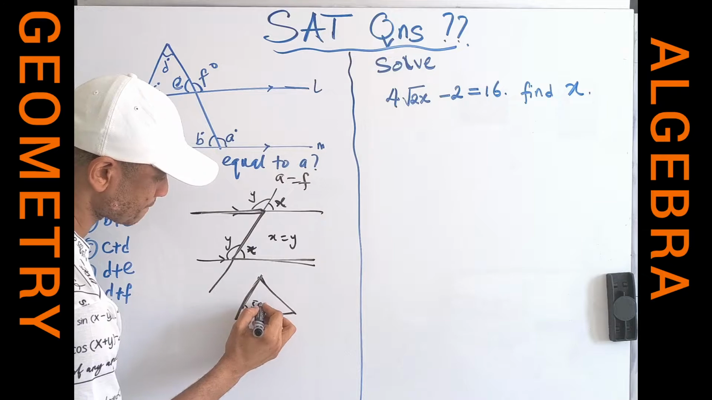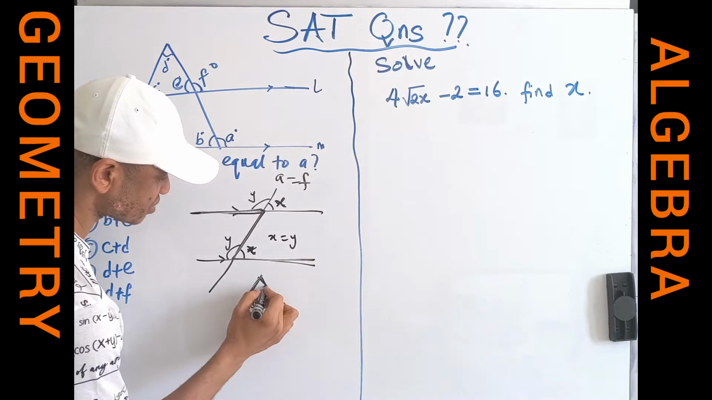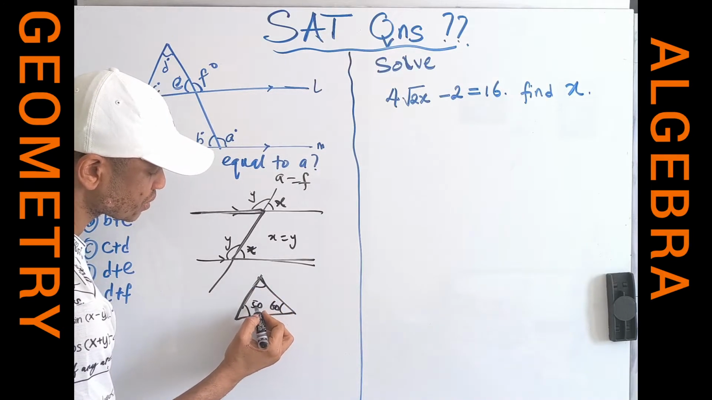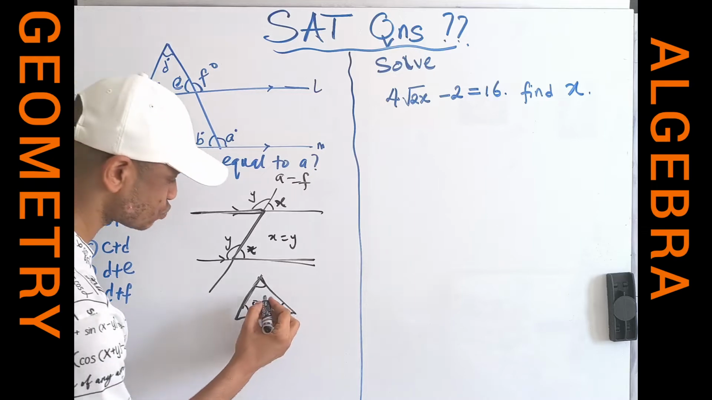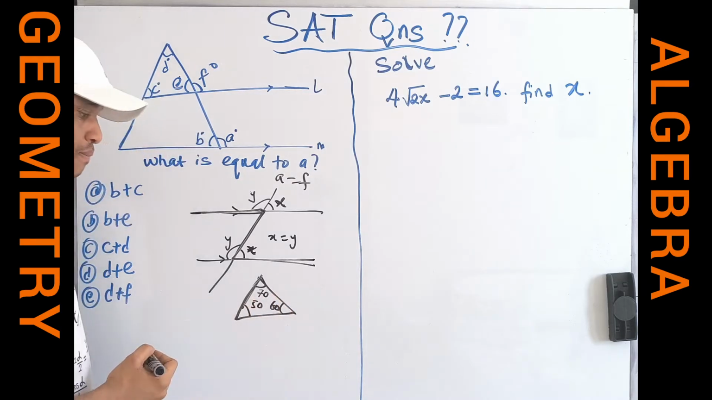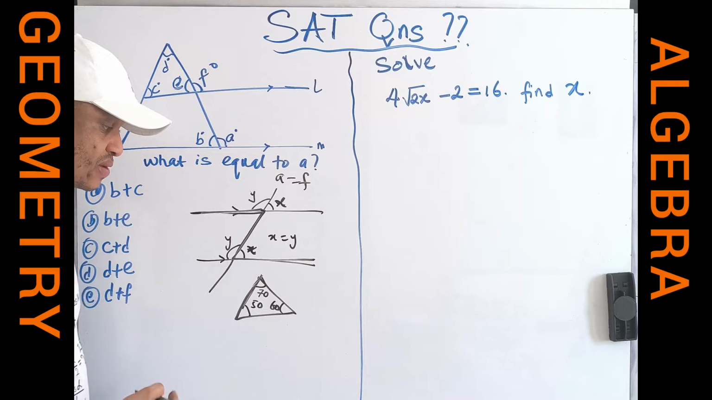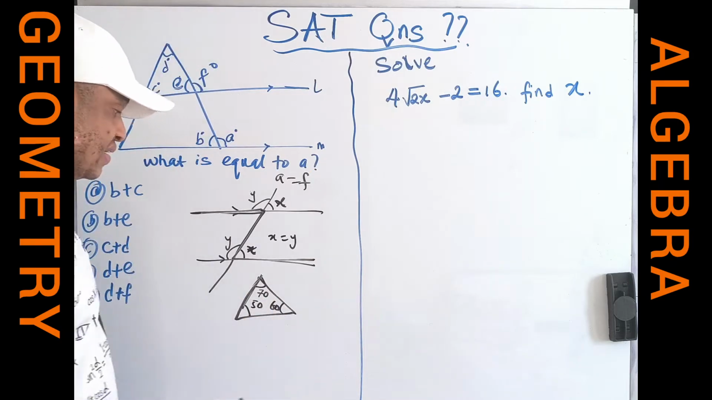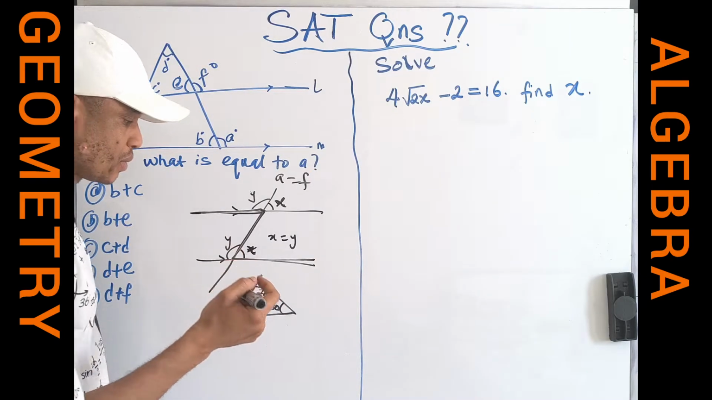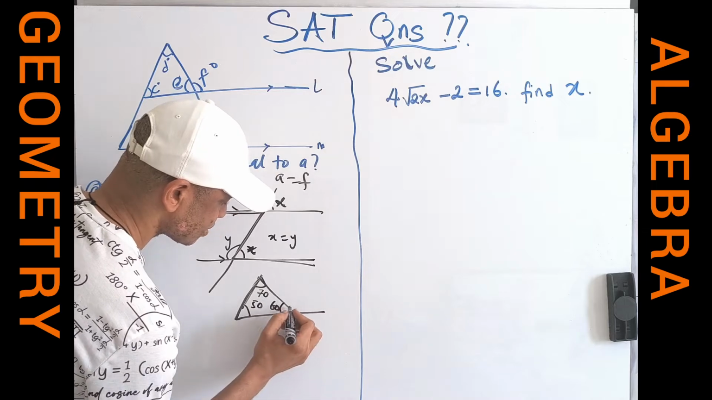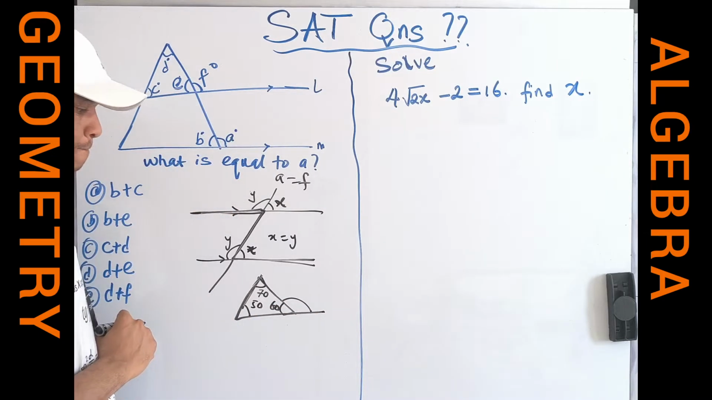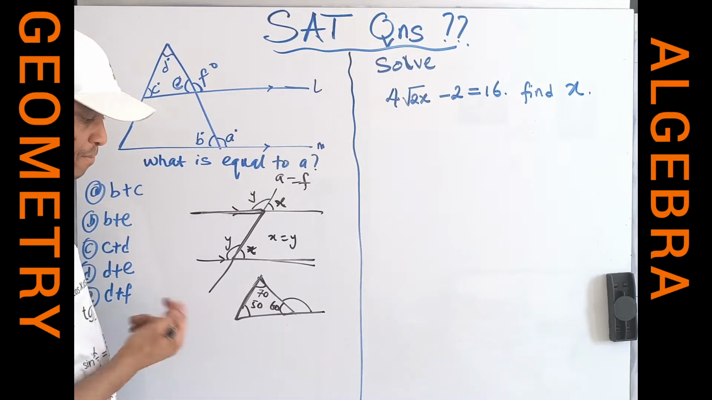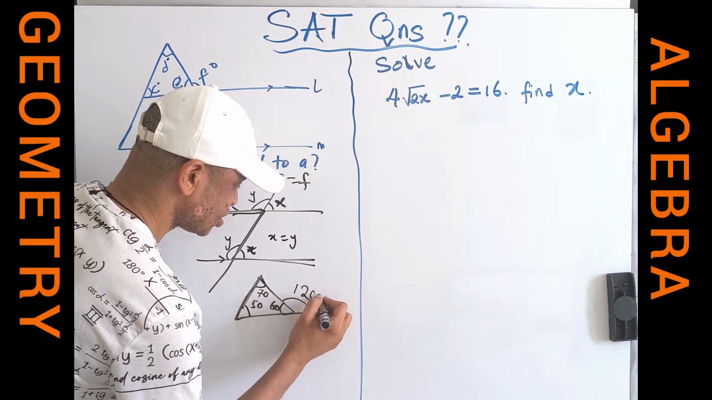This is 50. Let's say this is 60. Obviously, here will be 50 plus 60, that's 110. Here will be 70. I hope that's correct. Yes. 110, so there's 70. Now, can you guess what here will be? Of course, here should be 120, straight line.